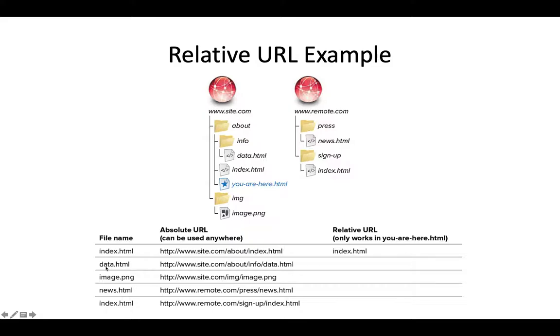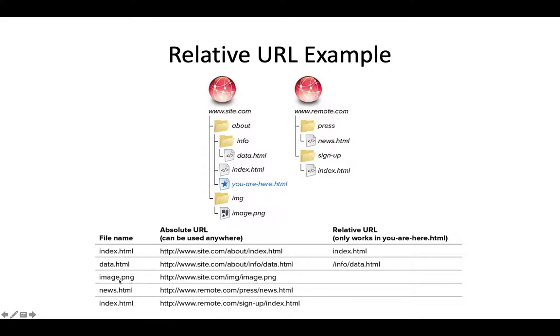But what you can see also is data.html is here, and compared to this one, it's one level down from here under the info directory, and inside the info directory there's a data.html. So there's a simpler way, you can just say slash info and then slash data.html. Okay, because it's a subdirectory from where the current file is, and inside that is data.html.